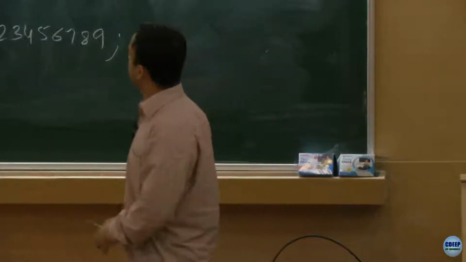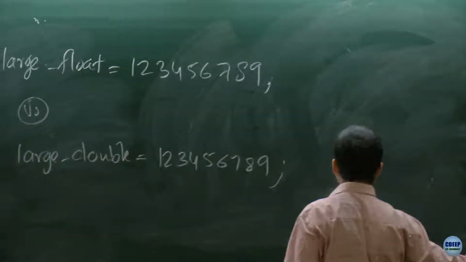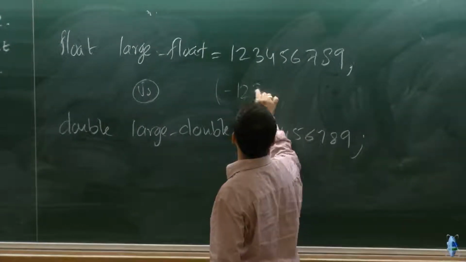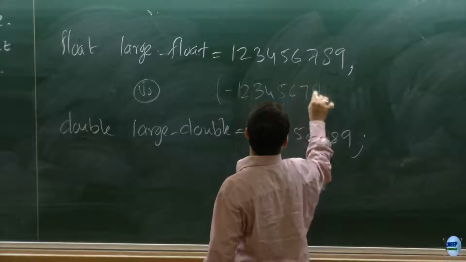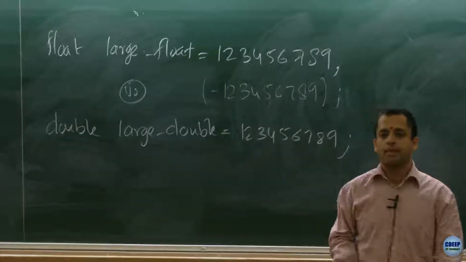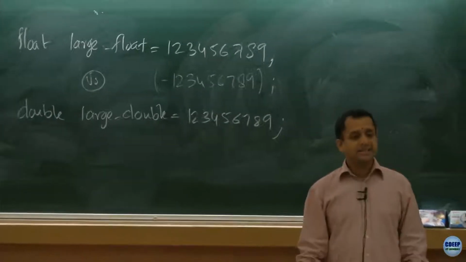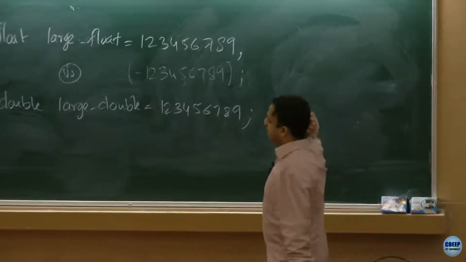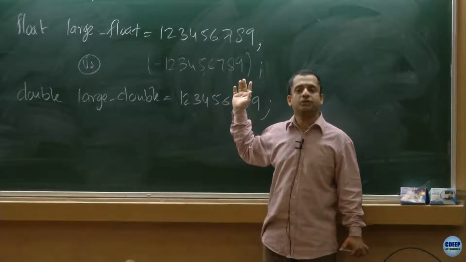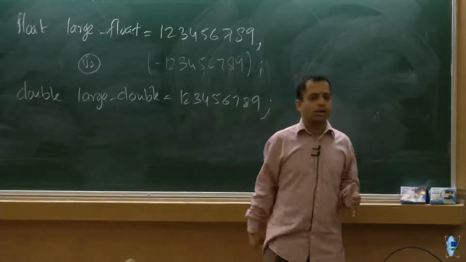So I want to be able to distinguish between, say, 1, 2, 3, 4, 5, 6, 7, 8, 9 and minus 1, 2, 3, 4, 5, 6, 7, 8, 9. So unsigned int says, well, I don't really want to provision for the sign. I'll always expect positive integers.